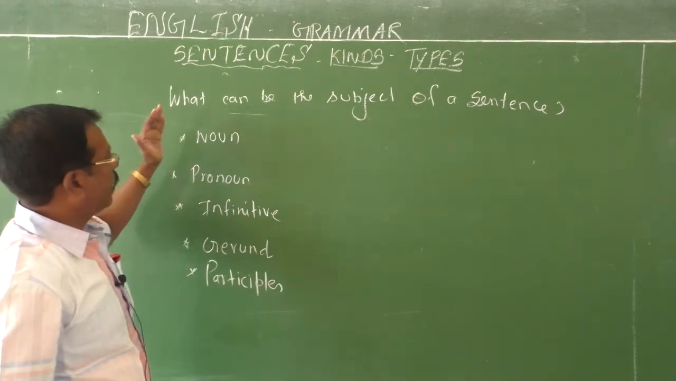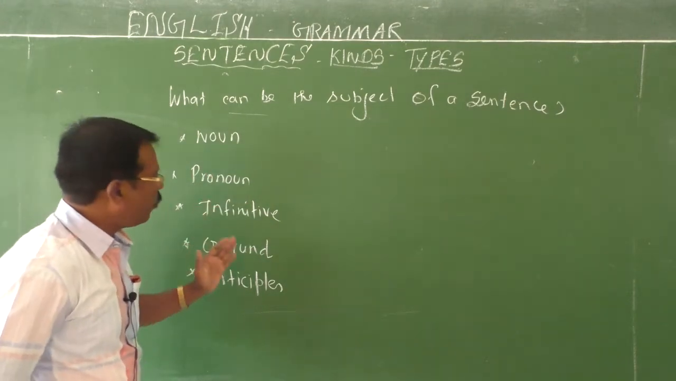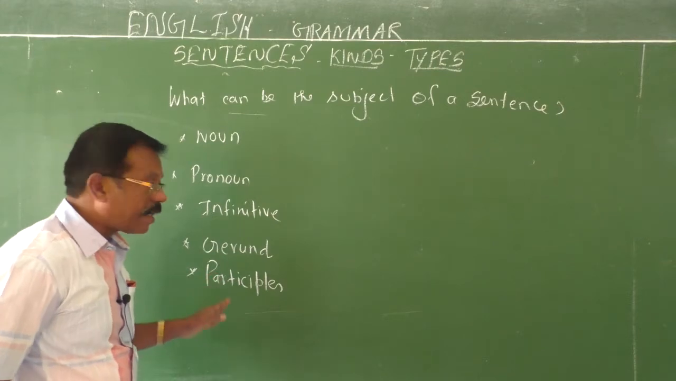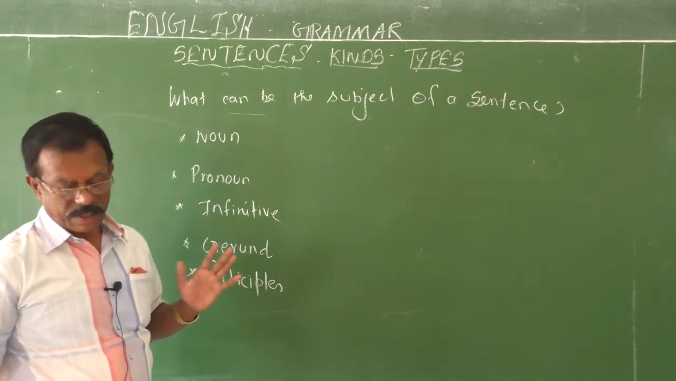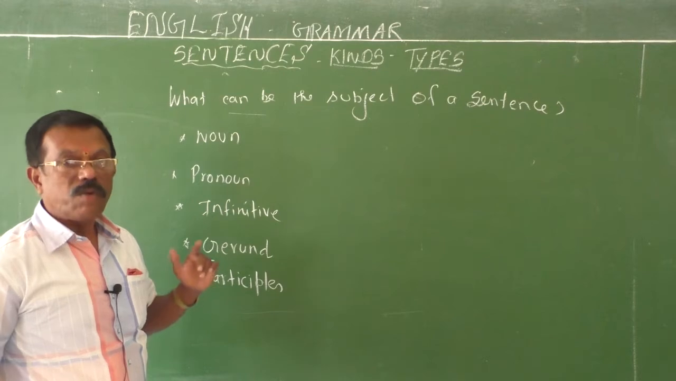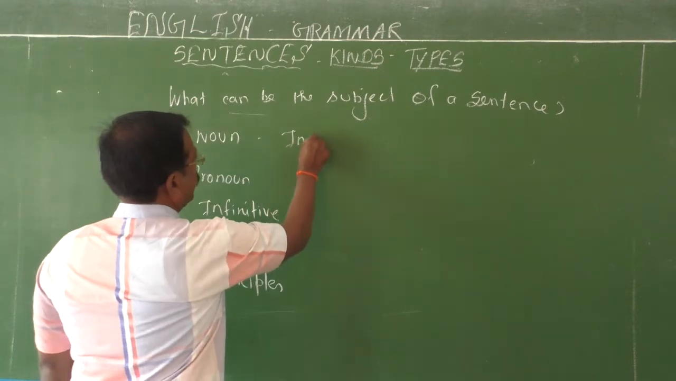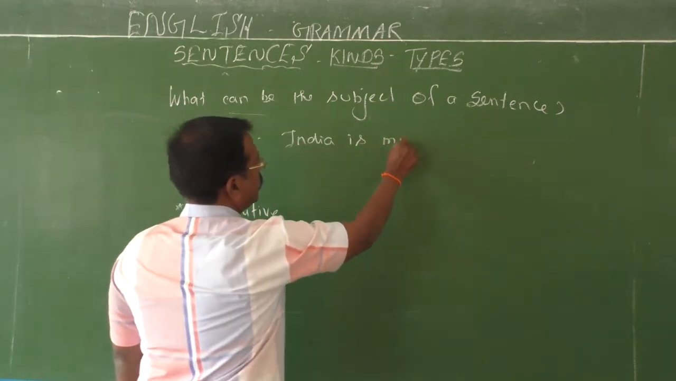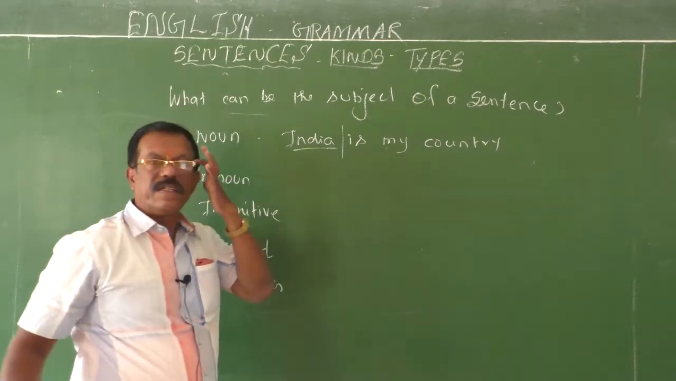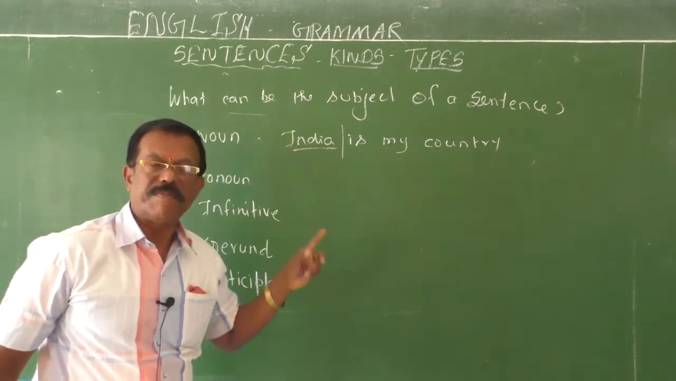See, look at children. So a noun can be the subject of a sentence. A pronoun can be the subject of a sentence. An infinitive can be the subject of a sentence. A gerund can be the subject of a sentence. A participle can also be the subject of a sentence. Okay, let me give you one example for each. How can a noun be the subject of a sentence? India is my country. See this sentence. Here, India is the subject. It's a naming part. India is a proper noun. So, a noun can be the subject of a sentence.